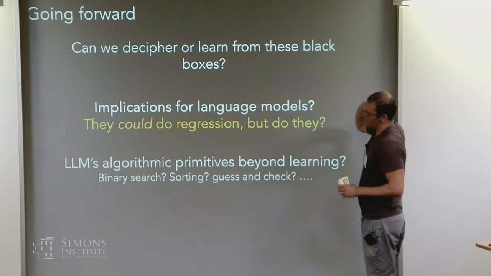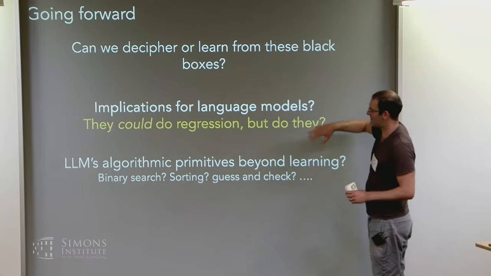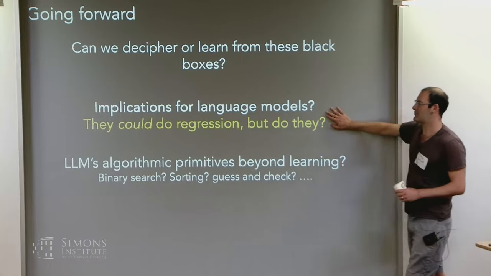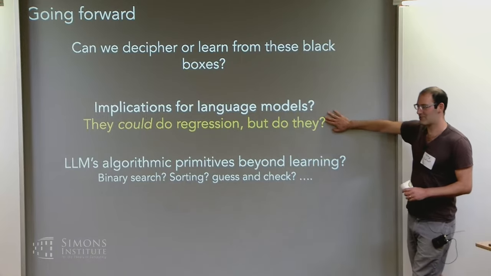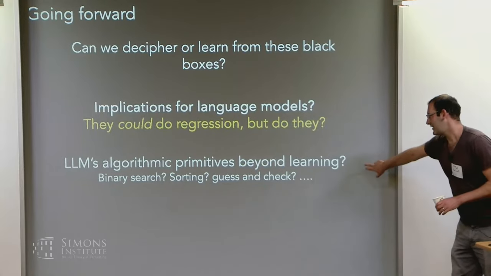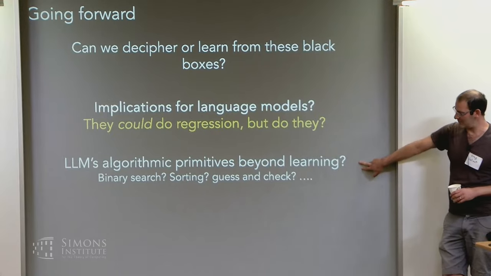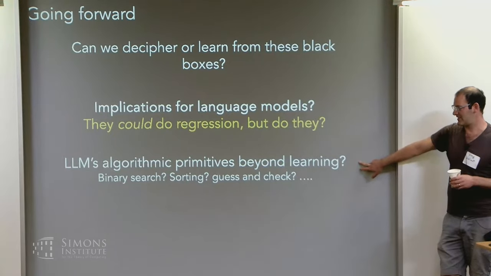Big question. Here we're training these transformers just to do these kinds of learning tasks. But what are the actual implications for language models? Do language models do regression? To what extent can they? And beyond this in-context learning, what other algorithmic primitives can they do?